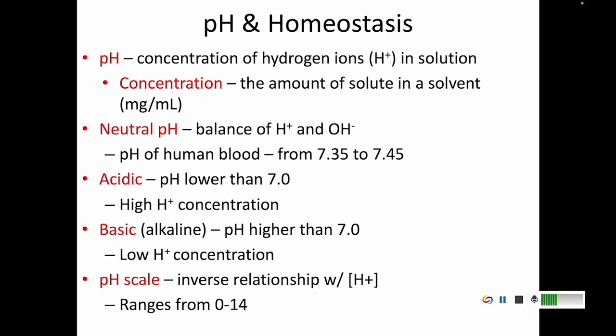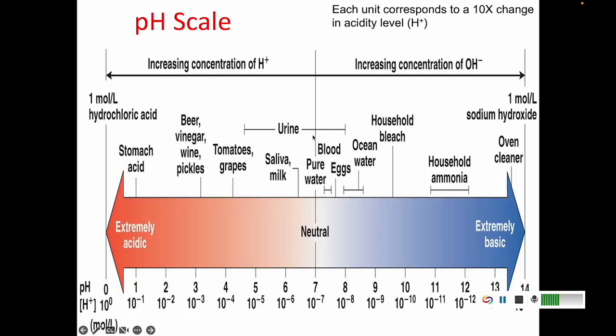pH scale goes from 0 to 14. So 0 to 7 is acidic, 7 is neutral, 7 to 14 is basic. So if you were to look at this, pH 7 would be pure water. As you go down more and more, we're getting more and more hydrogen ions. So something like saliva or milk is a little bit acidic. Grapes and tomatoes have a pH of 4. They're decently acidic. Beer, vinegar, wine, pickles, they're definitely acidic. Stomach acid is very acidic.